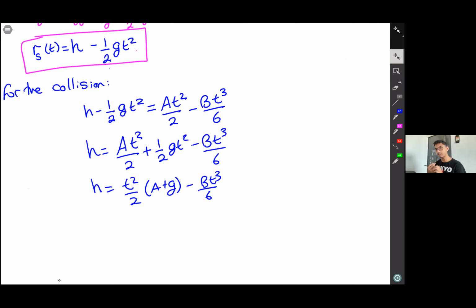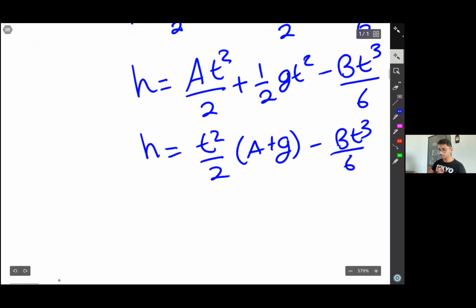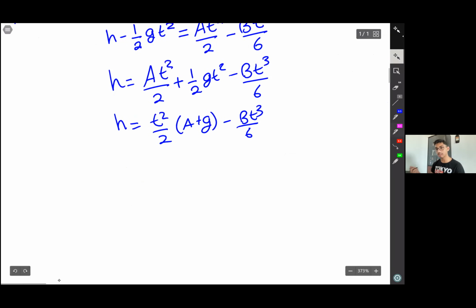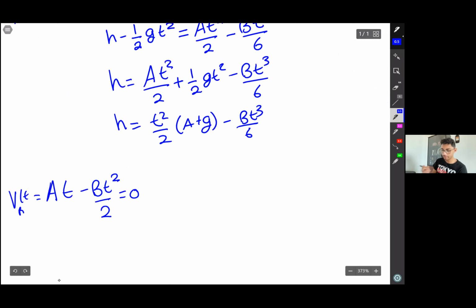We know at time t, where they both collide, the rocket's at its maximum height, aka the velocity of the rocket is going to be 0, where the change in position is going to be 0. So what is our change in position? That's the velocity, which we found was at minus bt squared over 2, and that's going to be equal to 0. That's the velocity of the rocket as a function of time. So rearranging this, we can get t.